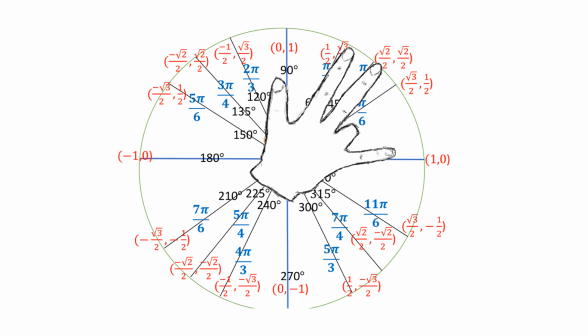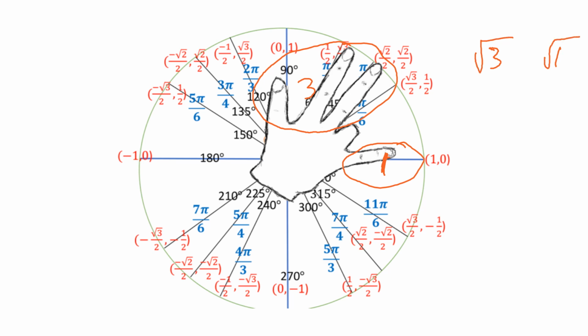Notice that this also works at pi over 6. We have 3 on one side and 1 on the other. We just need to remember to put a square root over it and a 2 underneath it.